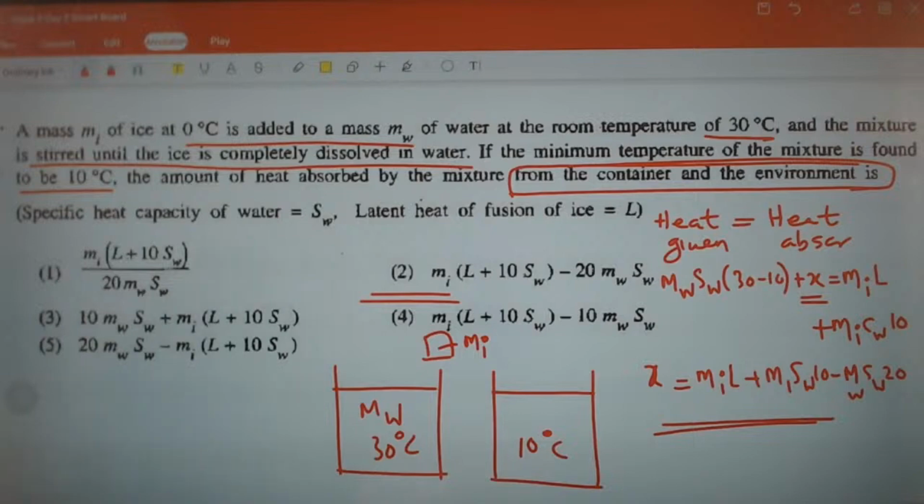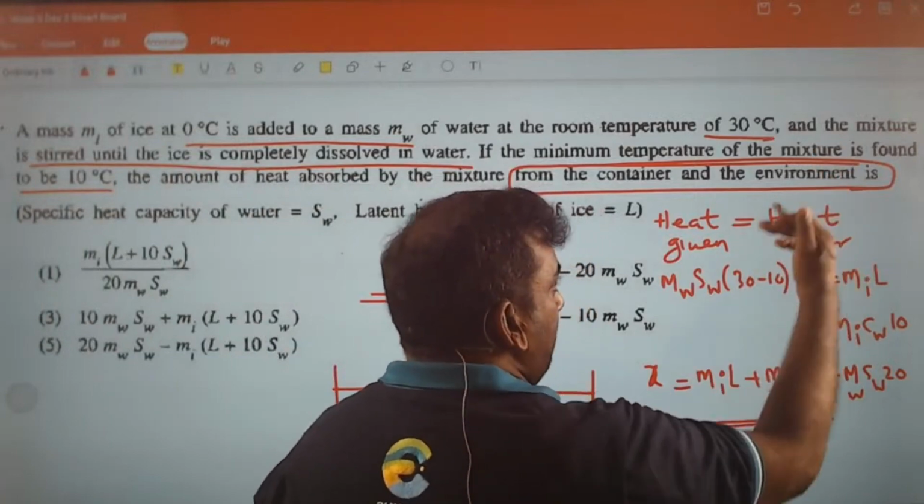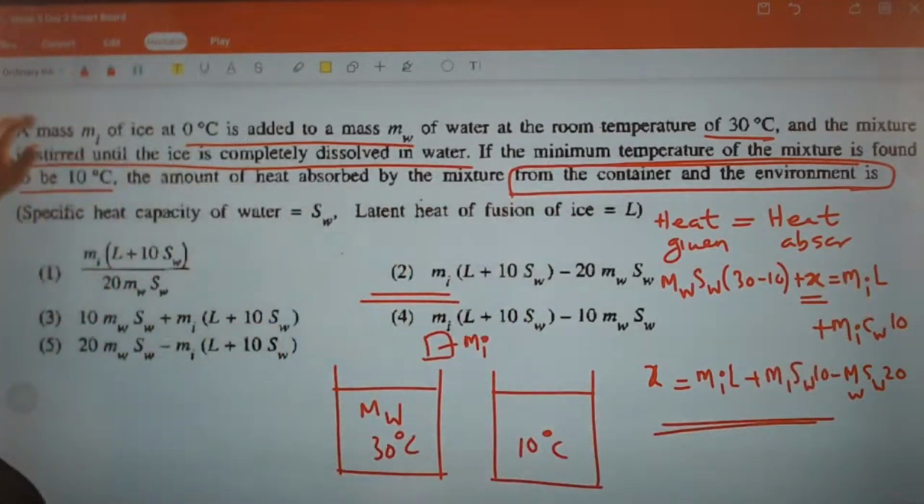Right. So you can see the heat given by the environment and the container, take as X. X can be found. Right. Okay, now.